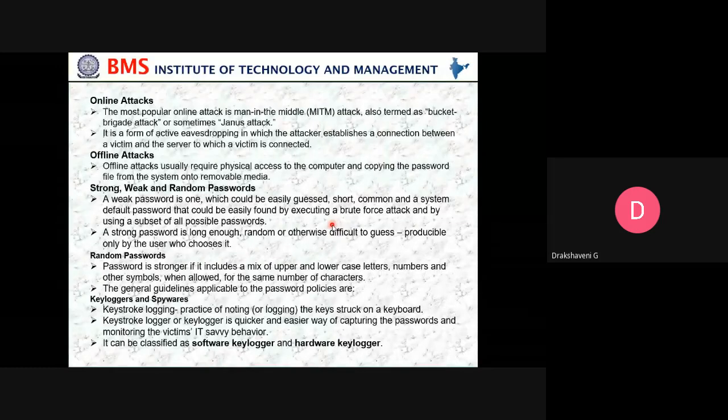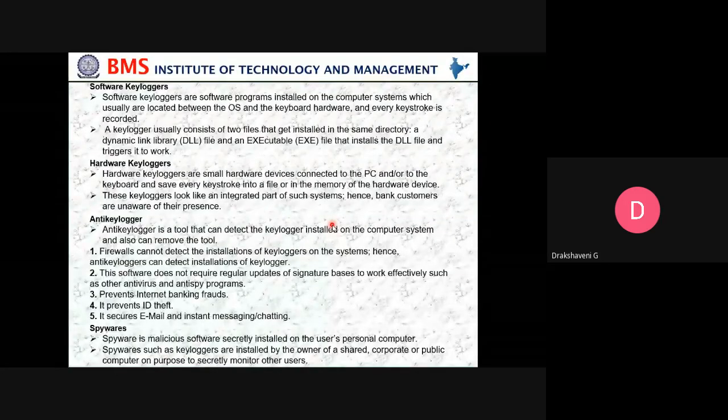Then general guidelines applicable to password policies. One is keyloggers and spywares. Keyloggers can be classified into software keyloggers and hardware keyloggers. A software keylogger is software between the operating system and the keyboard. A hardware keylogger is a small hardware device connected between the PC and the keyboard. Just as the software is in between, the hardware is also in between the PC and the keyboard.